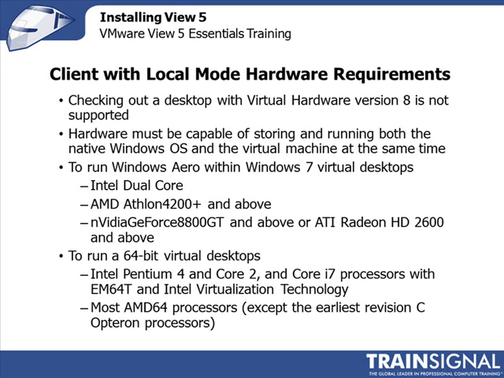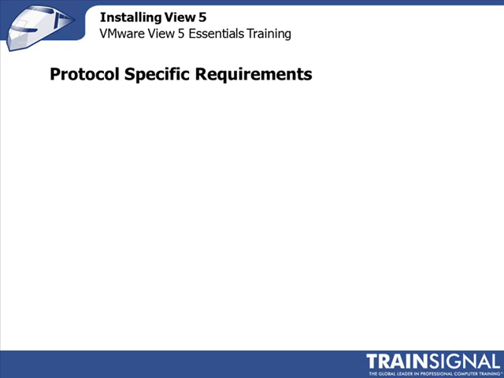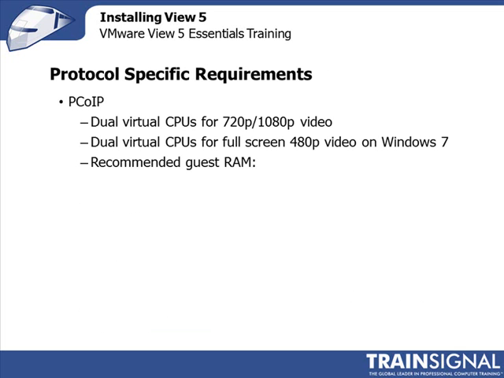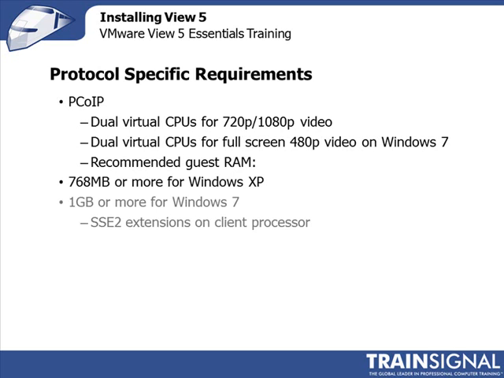So as we look at the protocol requirements, for PC over IP, I really need dual virtual CPUs if I'm going to be running 720p or 1080p video, or I also will need dual virtual CPUs in order to run full screen 480p video on Windows 7. Now the recommended guest RAM for Windows XP is 768 meg or higher, and 1 gig or higher for Windows 7, and also the SSE2 extensions necessary on the processor to really take advantage of PC over IP's benefits.